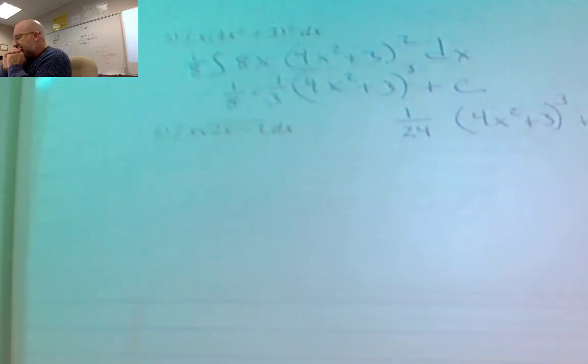Yes, sir. Where did the 8 come from? This 8, if I come in here, inside these parentheses, I know I need the chain rule. I take the derivative, I get 8x. There's no 8 here. So I multiply by 8, which I can do as long as I also multiply by 1/8. Because really I'm only multiplying by 1.